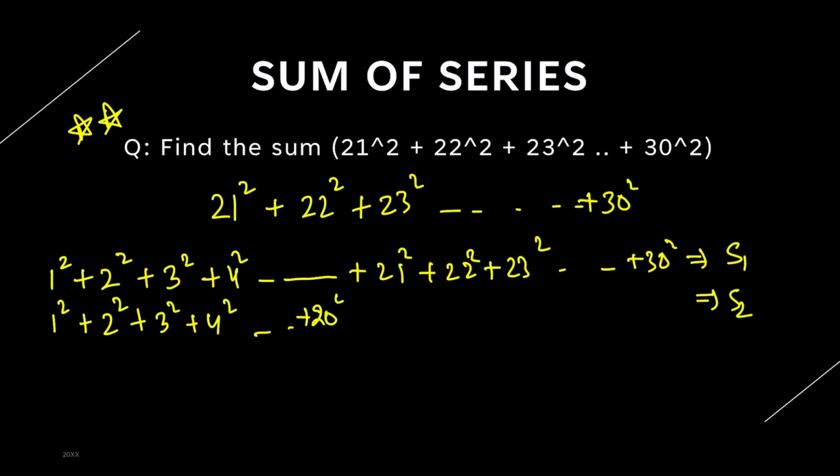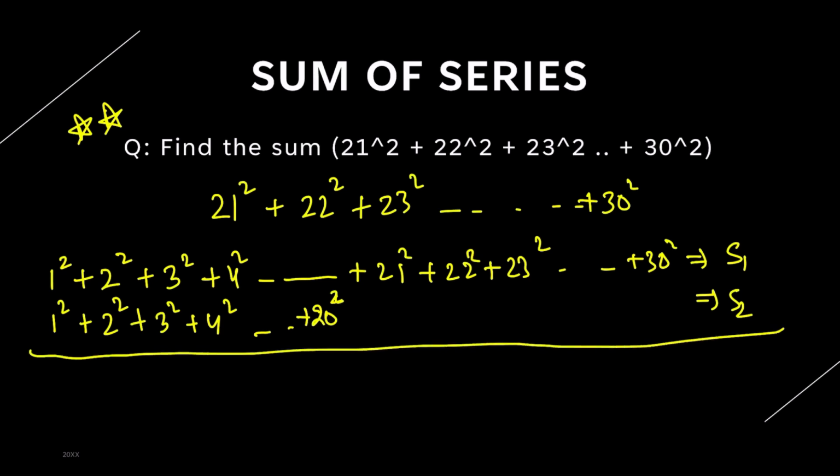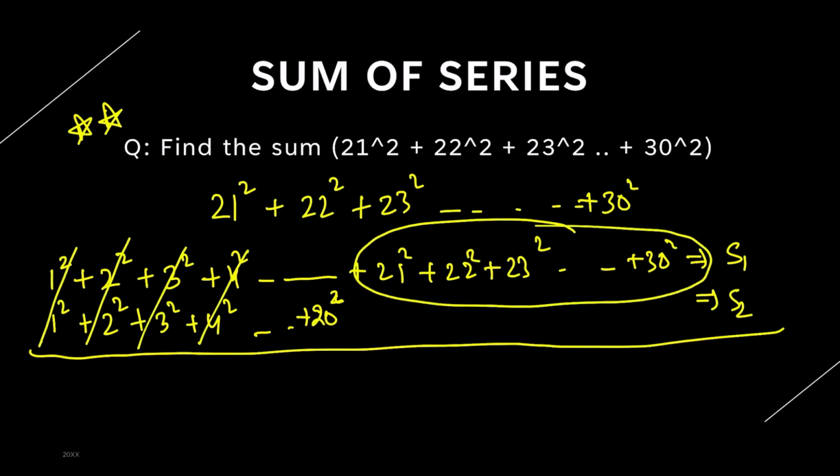We have calculated two different, separate sums. In the first, we are calculating the sum of squares of first 30 natural numbers, and in the second one, we are calculating the sum of squares of first 20 natural numbers. If I just subtract S2 from S1, this will get cancelled, cancelled, cancelled. You will only be left with this part, which is our answer. So this will be S1 minus S2. I hope this is clear. It means to calculate only this section, you need the sum of squares of first 30 terms, the sum of squares of first 20 terms, and do the subtraction.